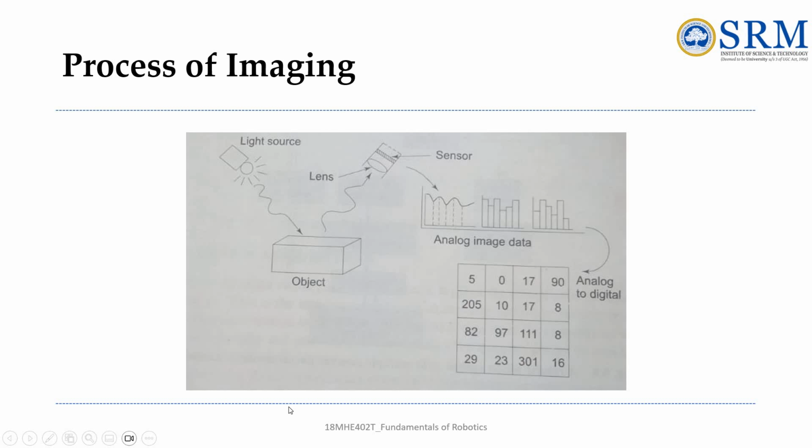Here you could see an object is being captured by the camera. For that, corresponding light source is utilized. Okay, and this is converted to analog image data, and analog data is converted into digital. So we have ADC converter over here. Okay, this is the process of imaging.